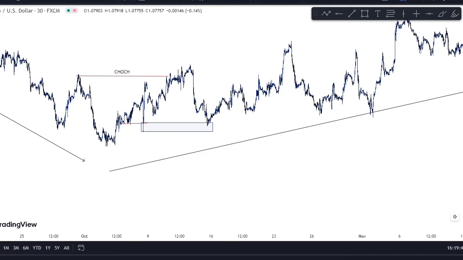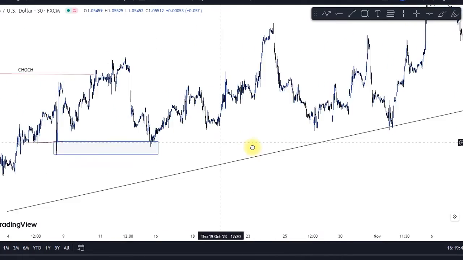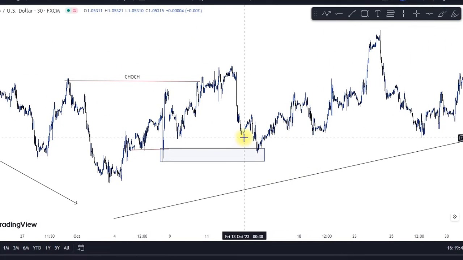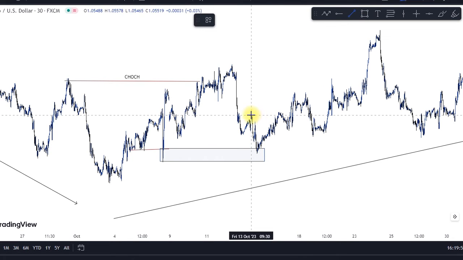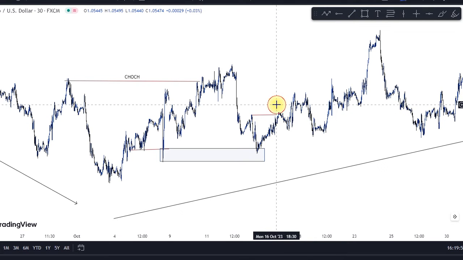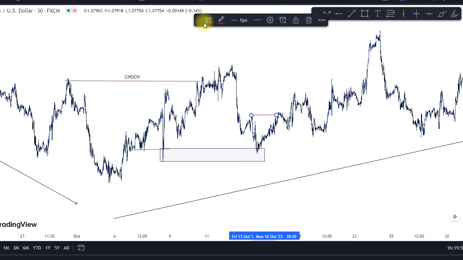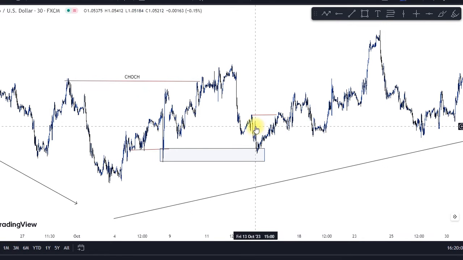So as you can see, when you dive deeper into this point of interest, you can see that the market tapped into this point of interest, and then it broke the structure here, this minor structure here. We had a minor change of character here. This is a minor change of character, and that tells us that the market is ready to reverse.